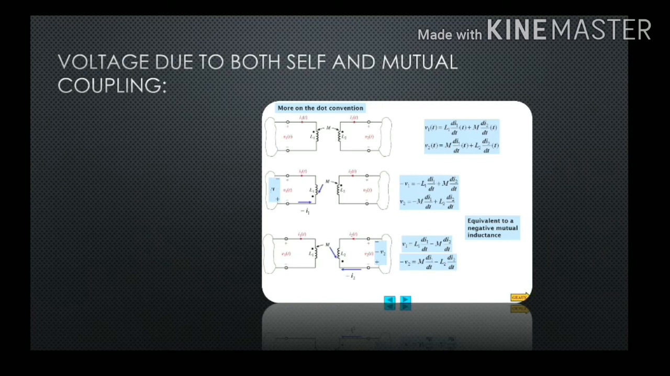In this image, as shown in the previous image, you can see the voltage induced in the primary coil due to the current flowing in the secondary coil, and the voltage induced in the secondary coil due to the current flowing in the primary coil. These two expressions show the voltage induced in the primary and secondary coil due to the current flowing in the opposite coils. Here the negative signs get included due to the flux getting induced in the opposite directions.